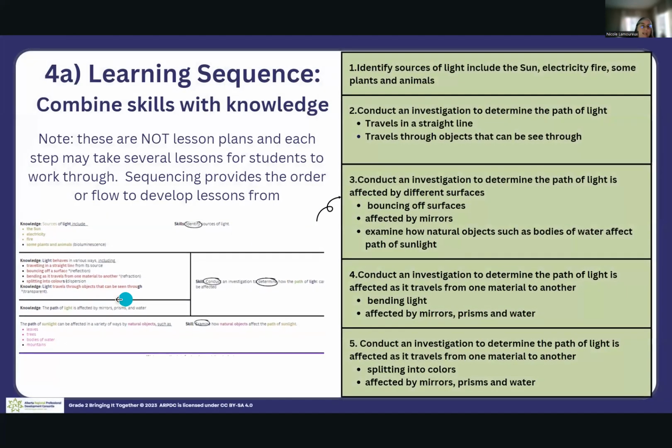So we went through the CUSs and we talked about this, and the skills is what we're watching and formatively assessing on. What I've done then, as I said, they're not lesson plans, but I've ordered them. They're in a similar order, but I have moved some things and combined them. Identify sources of light include sun, electricity, fire, and some plants and animals. Conduct an investigation to determine the path of light travels in a straight line and then travels through the objects that are see-through. And I put that there.